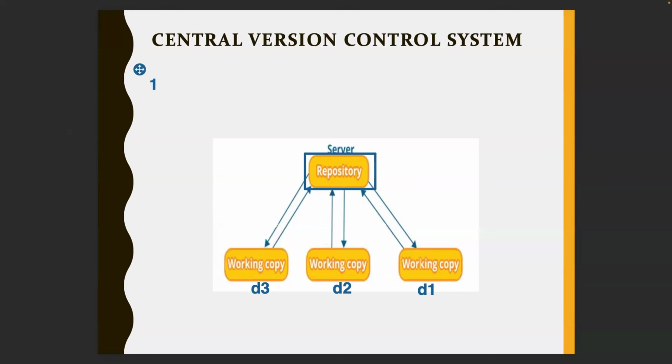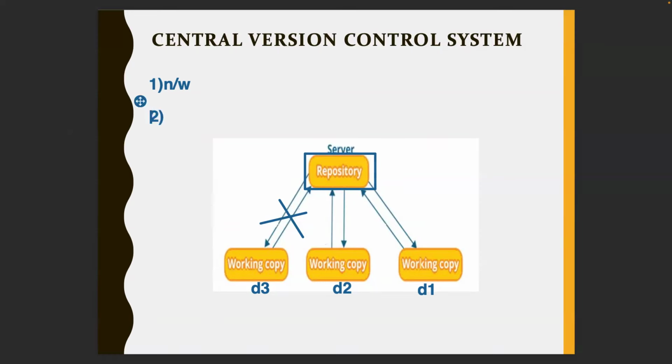There were certain drawbacks or challenges. First thing is, there should always be network connectivity. Let's suppose the network is disconnected. The entire work will be halted, right? If you don't have connectivity to the server, you cannot work on it. So network connection is important. You need to have network connectivity always.